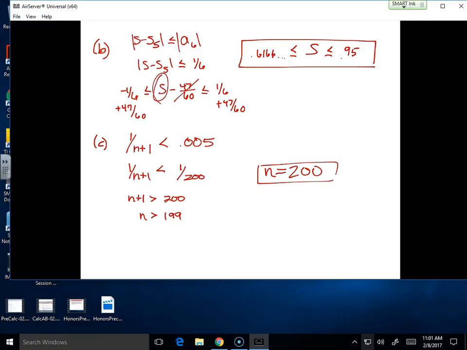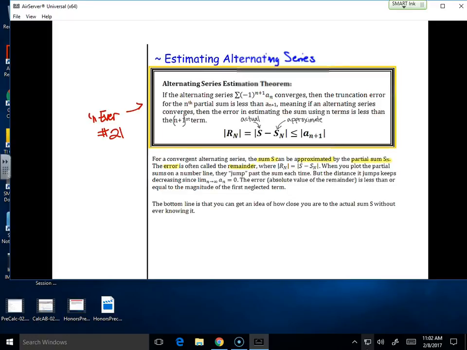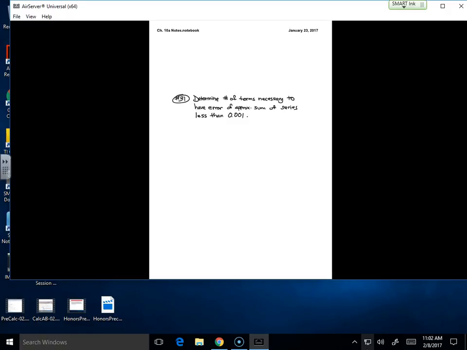All right, so all of this was us practicing which idea? How close we can approximate an alternating series with an nth partial sum. True? So, is there anything else we can use to practice? Yes.